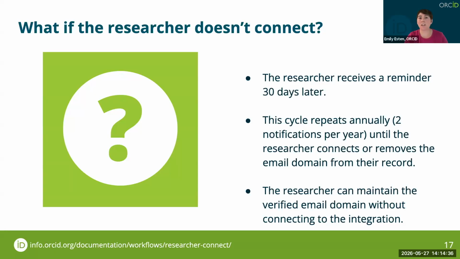So they'll receive 2 notifications per year, an initial one, and then 30 days after, until either the researcher connects or removes the verified email domain from their record that's triggering these notifications. What we'll note is that a researcher can continue to have that verified email domain on their record without connecting to the integration. They'll just continue to receive Researcher Connect notifications.